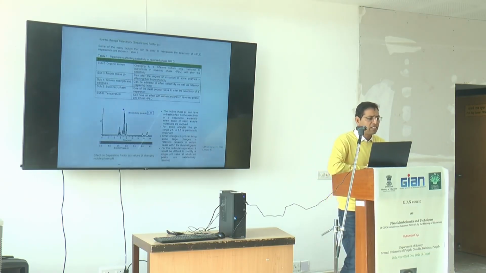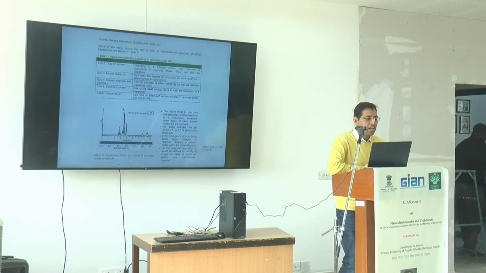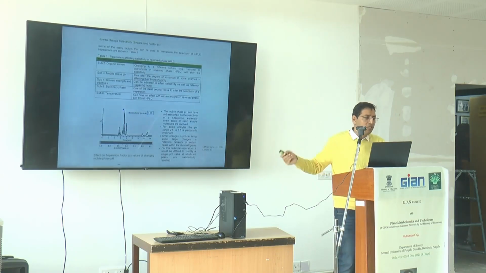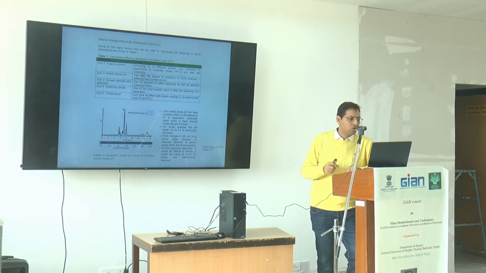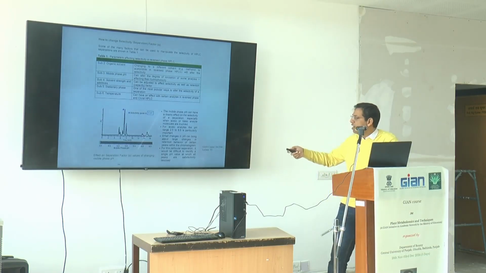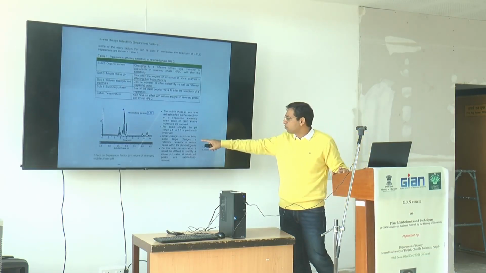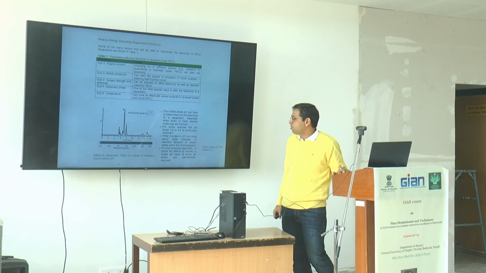So the separation factor can be changed by changing the organic solvents, nature of the organic solvents, mobile phase pH, solvent strength, additives, stationary phase, and the temperature. So you can manipulate many things to play with this separation factor. The mobile phase pH can have a drastic effect on the selectivity of the separation, especially when acidic and basic analyte molecules are present. A small change in the pH can bring about a large change in the retention factor behavior of many peaks.